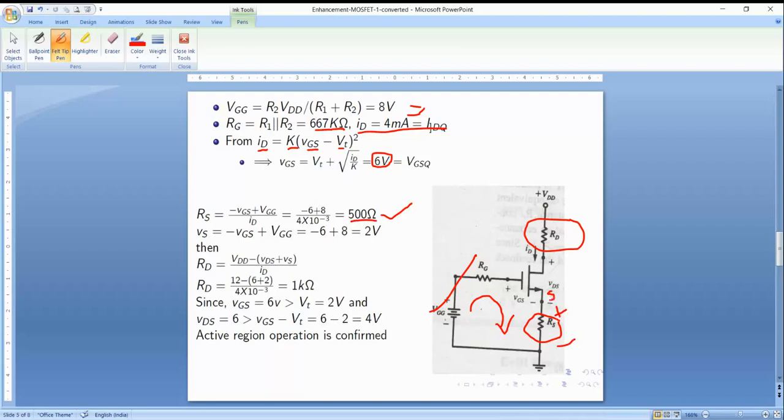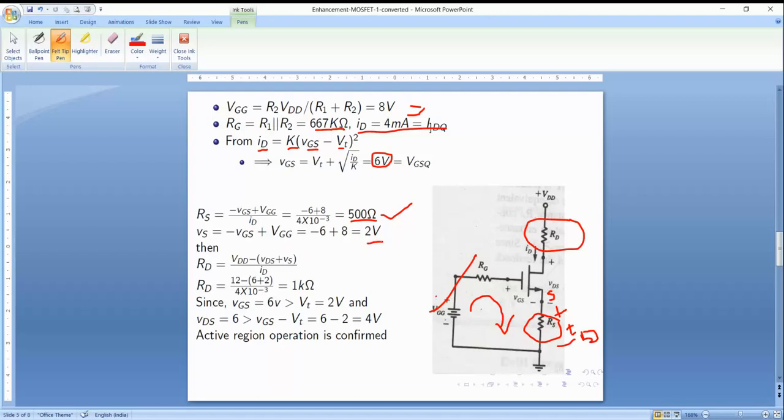There are two ways of finding the VS value. Either I can multiply ID into RS to get VS. ID is 4 milliamperes into RS 500 ohms, so you will get 2 volts: 500 into 4 into 10 power minus 3 gives 2 volts. The other way is that we can apply KVL, minus VGG plus VGS plus VS is equal to 0. So VS is equal to VGG minus VGS, that is 2 volts.